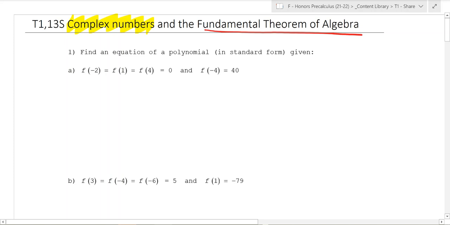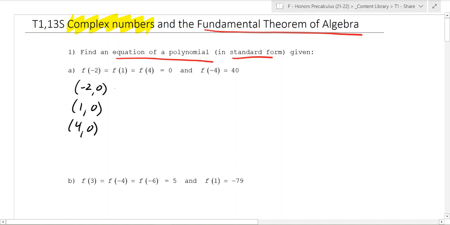Let's get warmed up. First, we need to find an equation of a polynomial in standard form, that's descending powers, given this information. So the first thing it says, f of negative 2 is equal to f of 1 is equal to f of 4, and this is the key, equals 0. So it's basically telling you 3 points. It's telling you that when x is negative 2, the output is 0. When it's 1, it's 0. And when it's 4, it's 0.